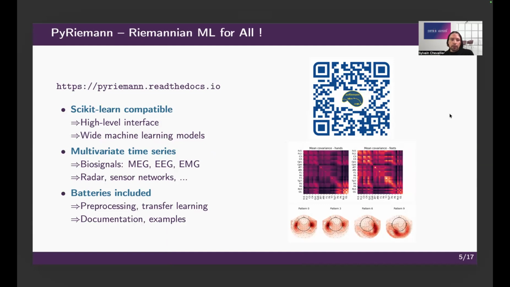So here I will focus on EEG for this presentation, but Riemannian approaches are also used in MEG, EMG, fMRI, and so on, and also on different types of data. And on this website for PyRiemann, you have all the batteries and all what you need to power up your application with preprocessing, transfer learning, and example and documentation.